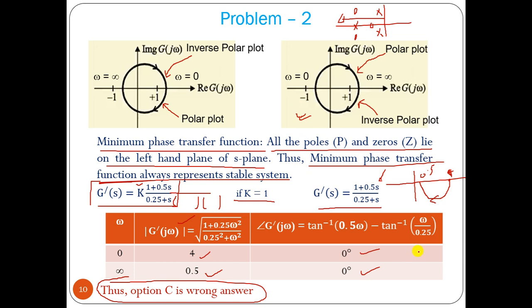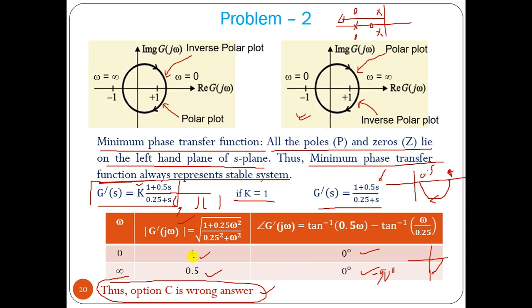This angle will be another 90 degree. If we include another pole, it will be minus 90 degree, this angle minus 90 degree. So this plot becomes 0 to minus 90 degree, some value. If another 0 to 180 degree, it will be something like that. So option C is again a wrong answer. We cannot get this kind of plot.